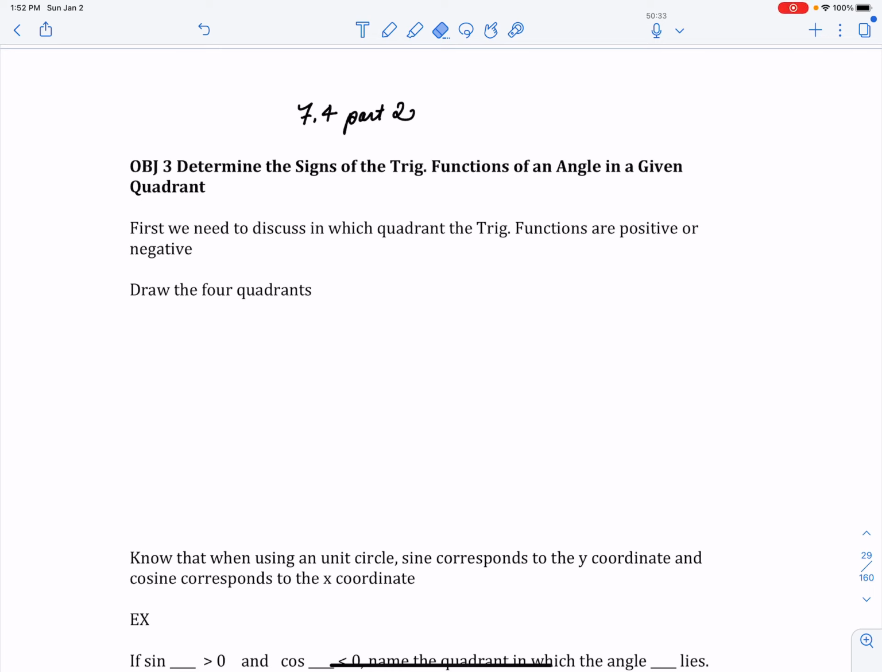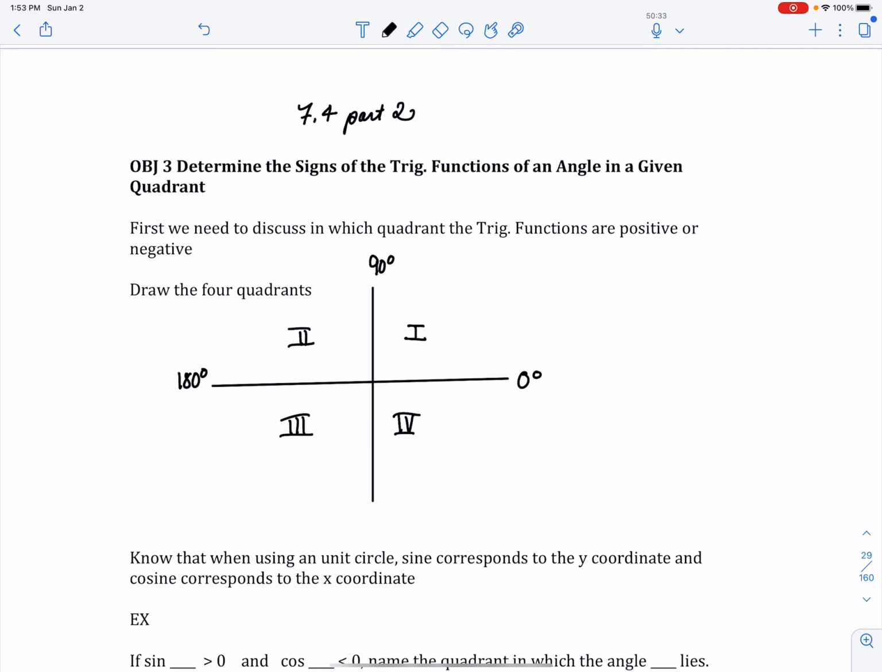This is 7.4 part 2, and we're going to look at objective number 3. Objective number 3 says determine the signs of the trig functions of an angle in a given quadrant. If you remember, there are 4 quadrants, and I'm going to draw them for you right now. Okay, so quad 1 is here, quad 2 is here, quad 3 is here, and then finally quad 4 is here. And we have 0, 90 degrees, 180 degrees, 270 degrees, and finally 360.